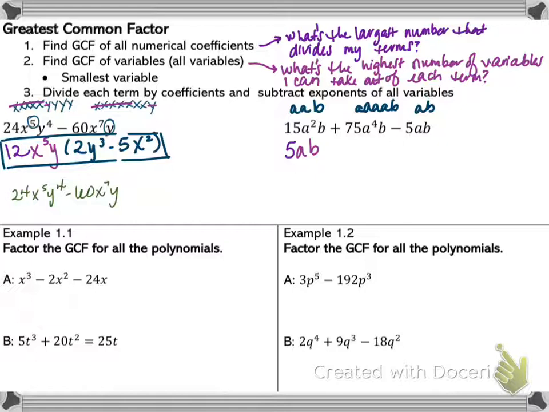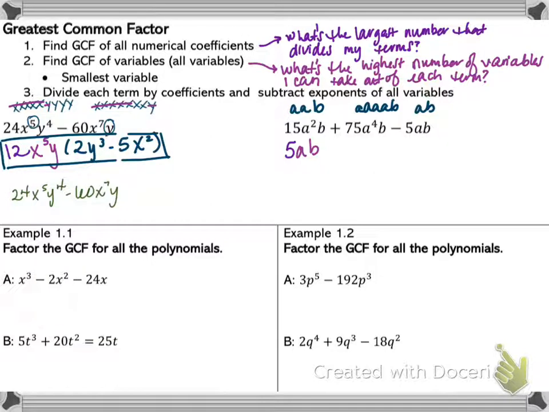And now it's easier for me to see that my GCF for A is just going to be A to the first power. And my GCF for B is just going to be B to the first power, because that's the smallest variable I have out of all my terms. I have A squared, A to the 4th, and A. The smallest is A, so that's going to be my GCF. And then same thing with B. I have B to the 1st, B to the 1st, and B to the 1st. So my smallest is B to the 1st, so it's all the same.